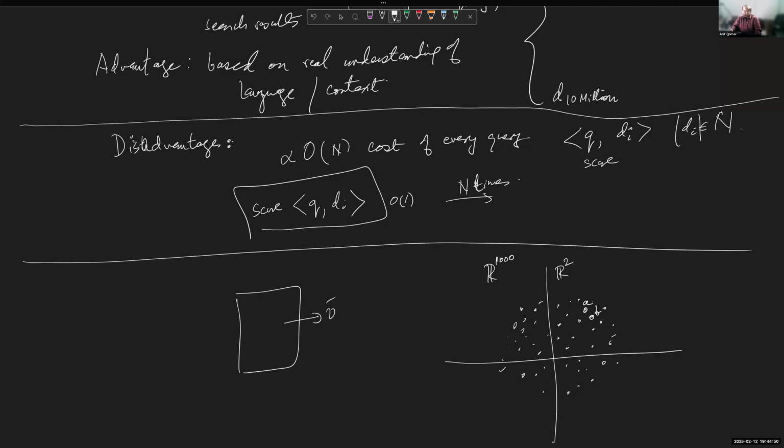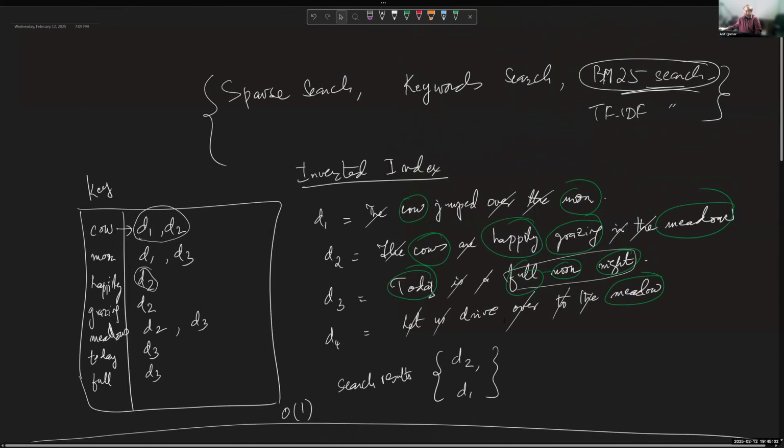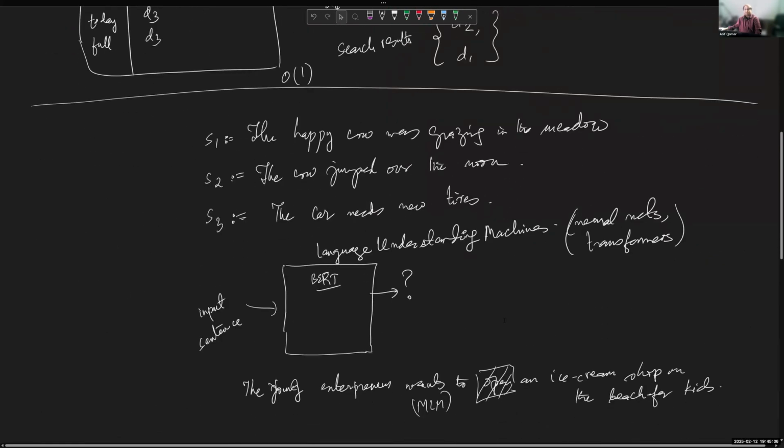Right? On the other hand, a document that is irrelevant should be here. Far off, an irrelevant document should not be near this. Now let's go back and revise what documents we gave. S1 was: the happy cow was grazing in the meadow. S2 was: the cow jumped over the moon. And the third sentence was: the car needs new tires.